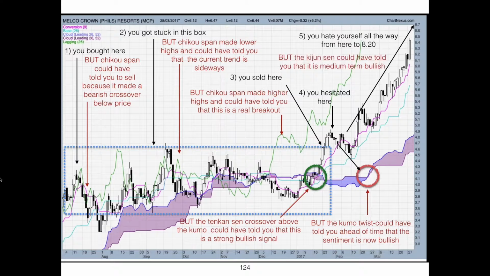In number 5, you hated yourself here all the way to 820, but the Kijun-sen served as strong support and could have told you that this is medium-term bullish. Price held above the Kijun-sen, price held above the Tenkan-sen, showing strong momentum, medium and short term. Do you see the difference between using moving averages and using Ichimoku charts? So had you known how to use the Ichimoku chart from the start, you would have avoided all the drama that came with not knowing what the market would do.